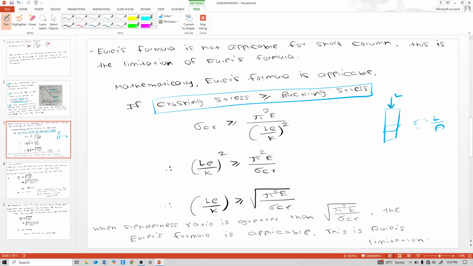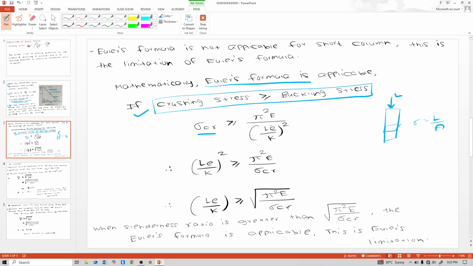So if this crushing stress is greater, that means this column is not failed by crushing. And if buckling stress is minimum, that means it is failed by buckling. Failed by buckling means this is a long column. That's why it is written that Euler's formula is applicable only if this is true: crushing stress is greater than or equal to buckling stress, and they denote crushing stress as sigma CR.